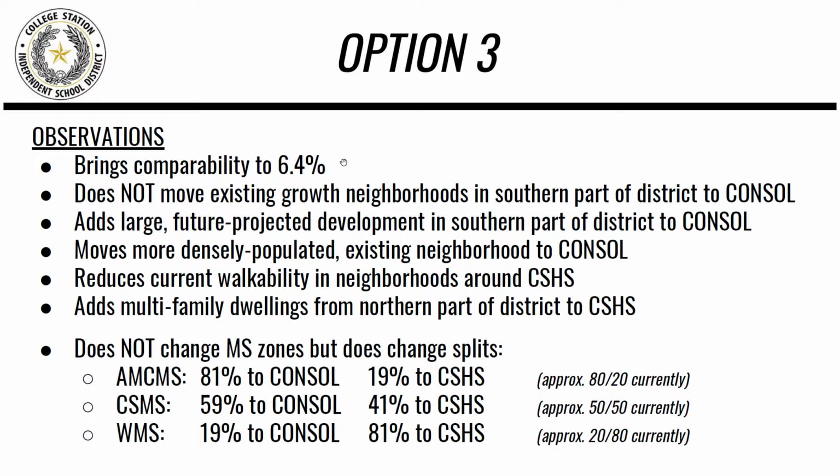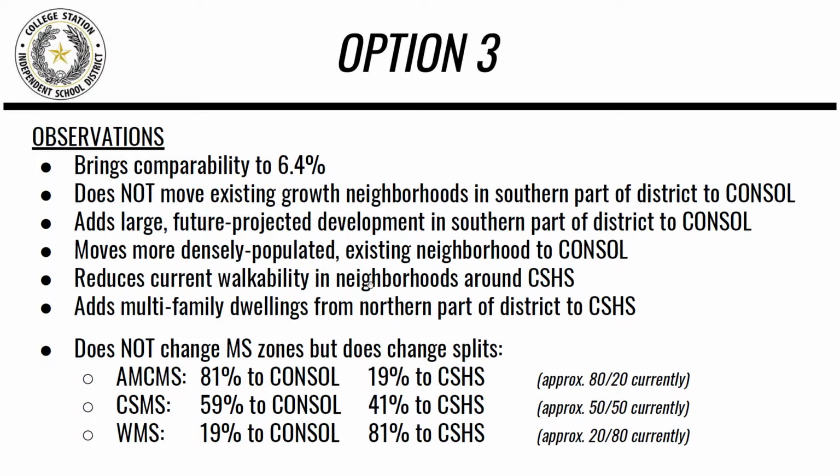Observations, comparability to 6.4%. This does not move an existing growth neighborhood in the southern part of the district to Consol. It does add a large future projected development in the southern part of the district to Consol. That is the area that we mentioned between Arrington and Greens Prairie. Moves more densely populated existing neighborhoods to Consol, Flats, the Dove Crossing, and those areas that we mentioned in the middle part of the district.